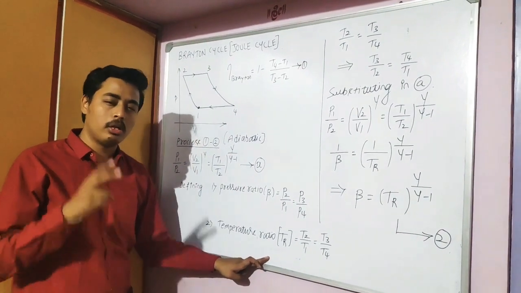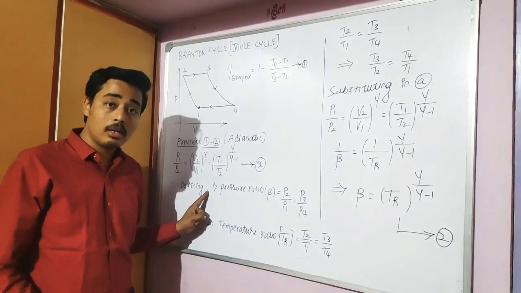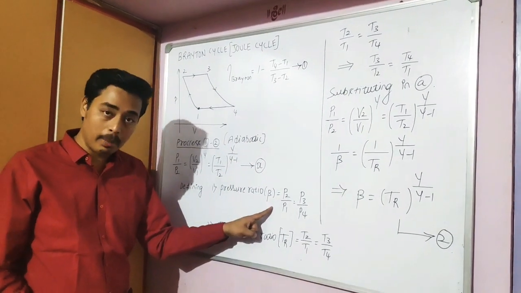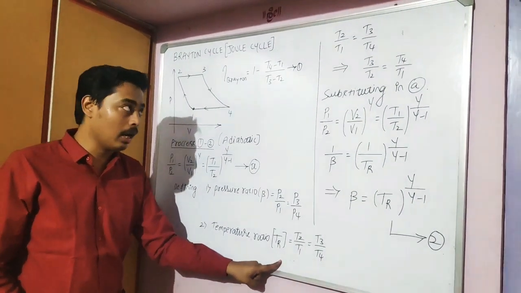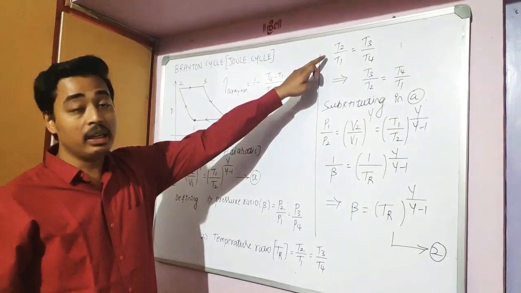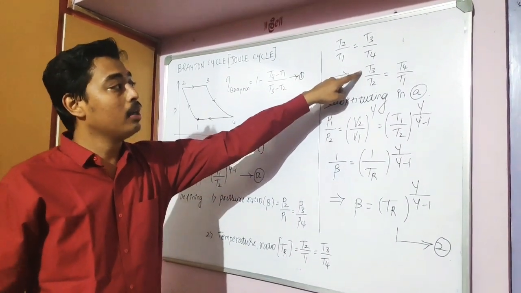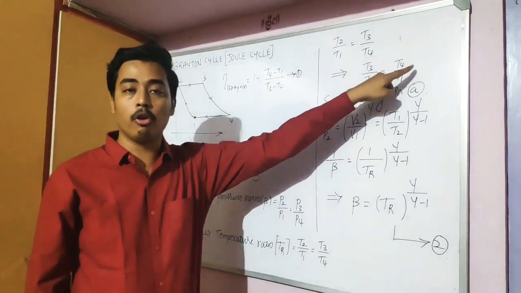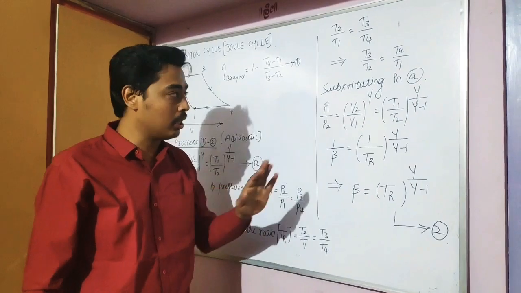temperature ratio. So what are the two important parameters we are defining at the start? Number one is the pressure ratio, which is indicated by beta. Number two is the temperature ratio, which is indicated by TR. Continuing further, T2 by T1 is equal to T3 by T4. I have taken it here. I just shuffled the terms where T3 by T2 is equal to T4 by T1, which will be helpful in the further part of the derivation. We shall look at it.